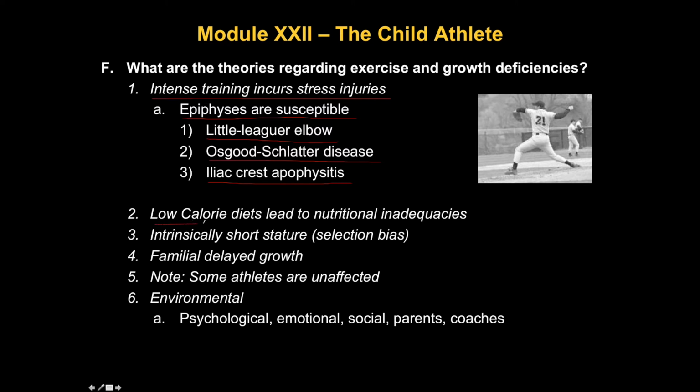We know that low-calorie diets can lead to nutritional inadequacies. Perhaps there's going to be short stature as a result of this, but that could be just selection bias in a lot of these research studies, so that still needs to be teased out a little bit more. There could be familial delayed growth as a result of this. Perhaps there's just something genetically pre-programmed for a delay in the maturation process.